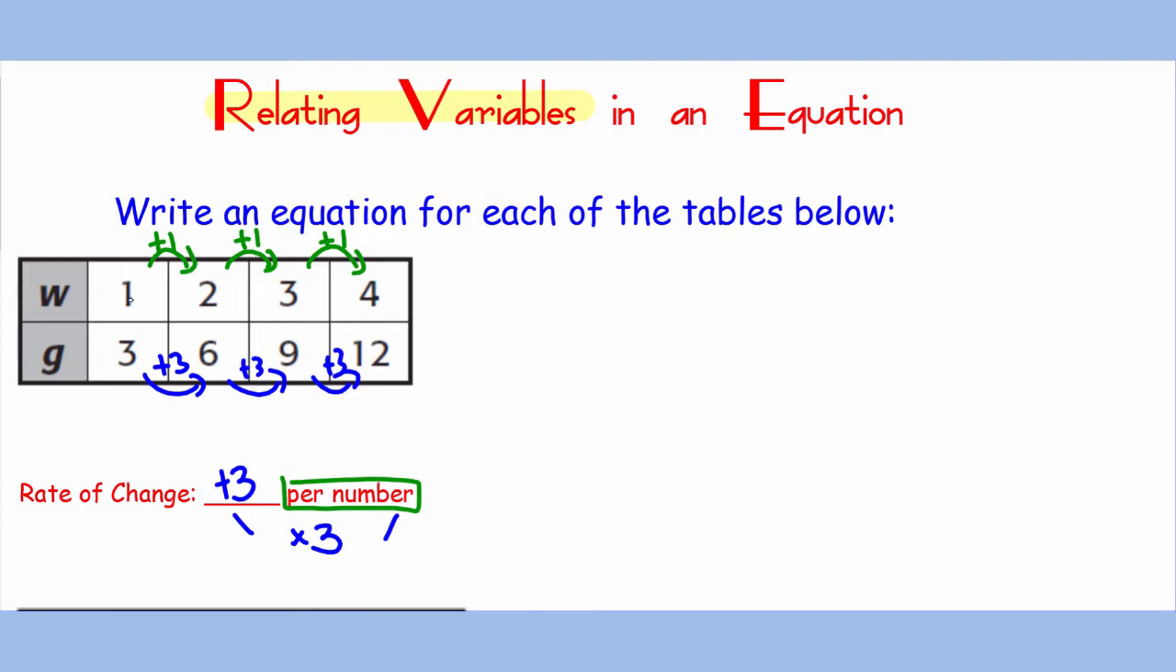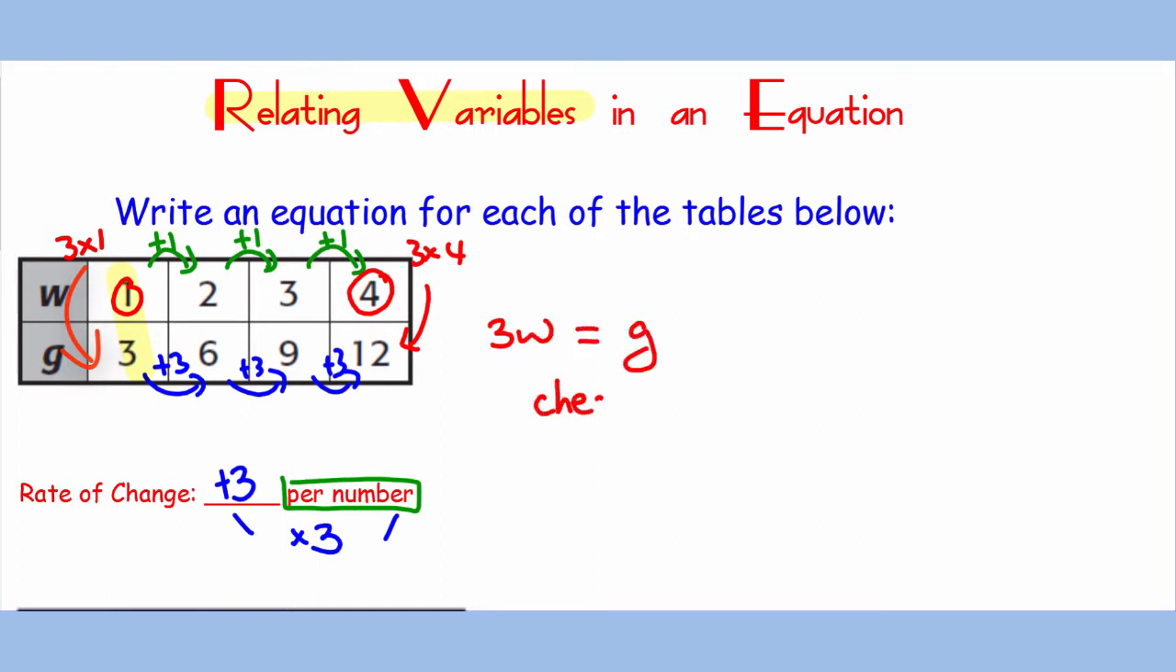Now the next thing we need is to check what else might be needed to get to the answer, which the easiest one to check is 1. So if we times 3 with 1, we get directly 3, and same thing is true for any other number we choose. 3 times 4 is 12. So to conclude this, the equation for this question will be W times 3 or 3W equals G.